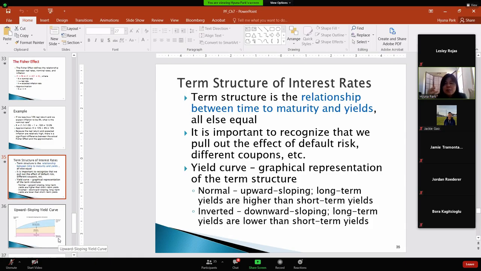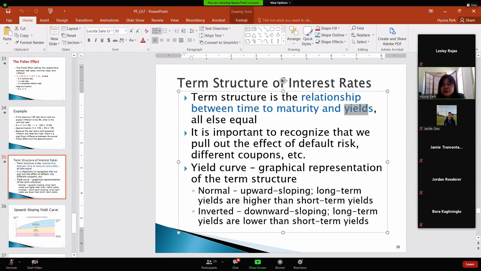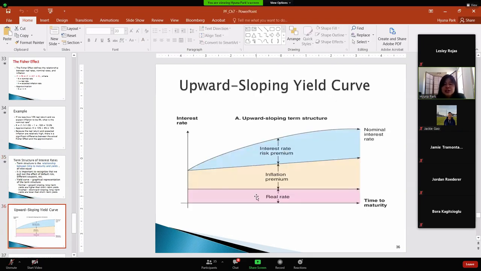The remaining slides are about the relationship between yield and maturity. Term structure is the relationship between the remaining time until maturity and yield. In the yield curve, the horizontal axis is the time to maturity, and yield is on the vertical axis. Usually the yield curve is upward sloping, meaning longer-term bonds have a higher yield. Use your common sense: if you bring money to a bank and compare a 10-year CD, a 5-year CD, and a 1-month CD, the 5-year CD will definitely have a higher rate than the 1-month CD.